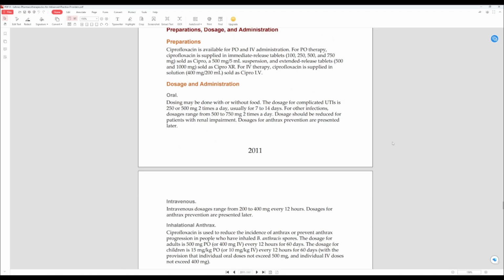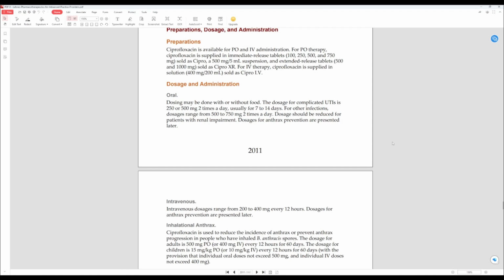Preparation, dosage, and administration. So, preparations. Ciprofloxacin again is available for both oral and IV administration. For oral therapy, ciprofloxacin is supplied in immediate release tablets, sold as Cipro, as well as a suspension and extended release tablets, sold as Cipro XR. For IV therapy, ciprofloxacin is supplied in a solution sold as Cipro IV.